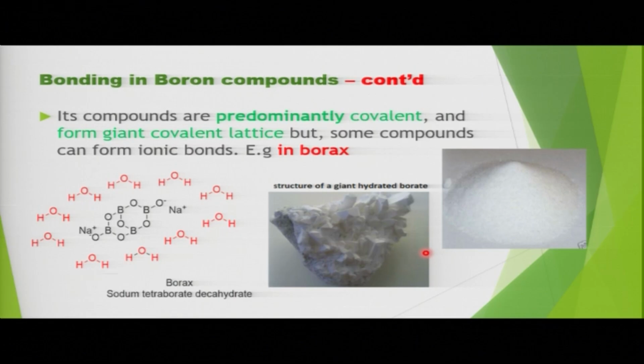So then we look briefly at borax. But before we look at that structure, you need to note that most of the compounds of boron are predominantly covalent, but some are exceptional, still on the abnormal bonding. We have borax, which is ionic, and exists as a giant hydrated crystal, but it can be ground to form these small crystals. This is the borax.